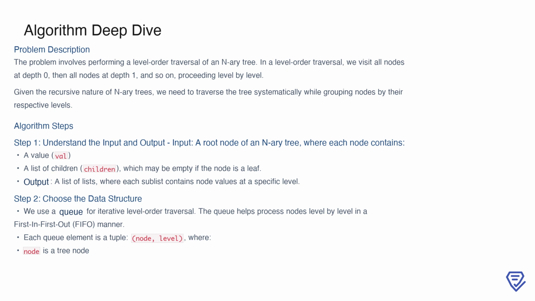In this problem, we are tasked with performing a level-order traversal of an N-ary tree. A level-order traversal means we visit all nodes at depth 0, then all nodes at depth 1, and so on, progressing level by level. The challenge lies in systematically traversing the tree while grouping nodes based on their levels.